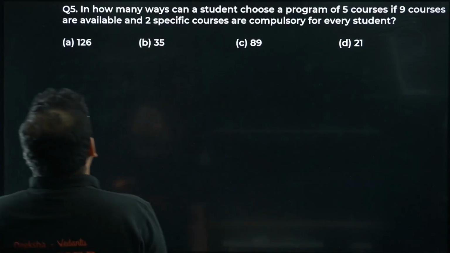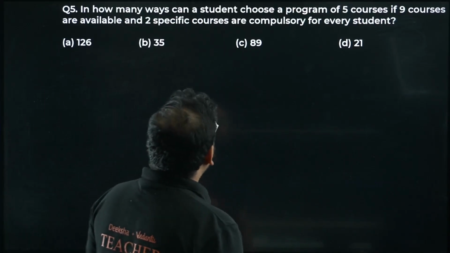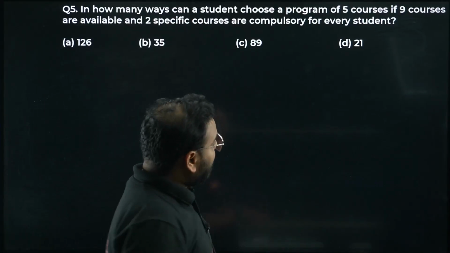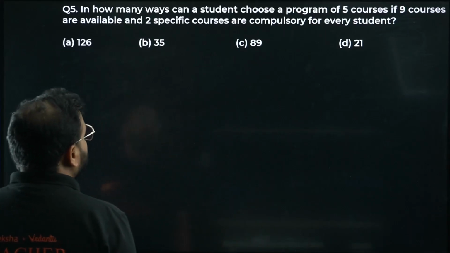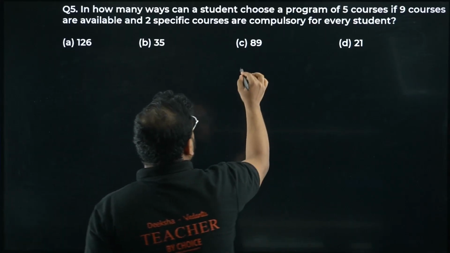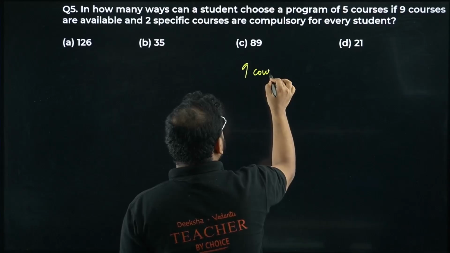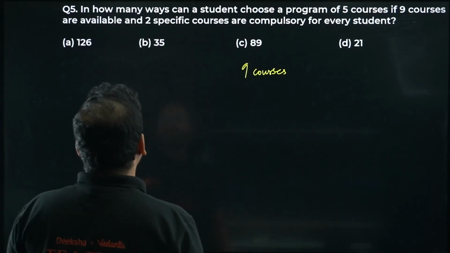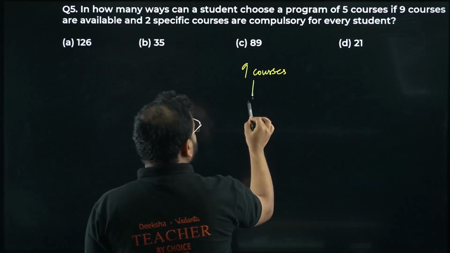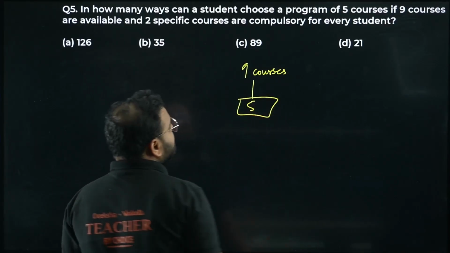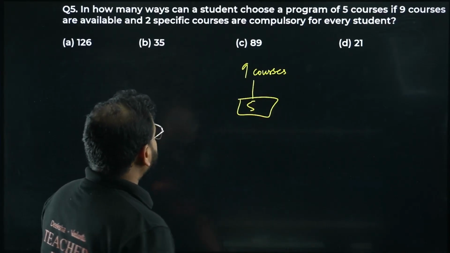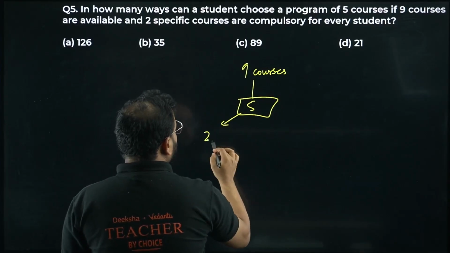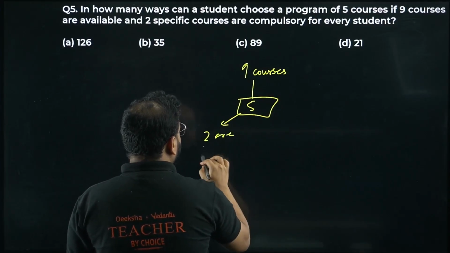So the last question of the day we have: in how many ways can a student choose a program of 5 courses in 9 courses? So we have to choose from a total of 9 given courses, and he has to choose 5 out of this. And 2 are compulsory.